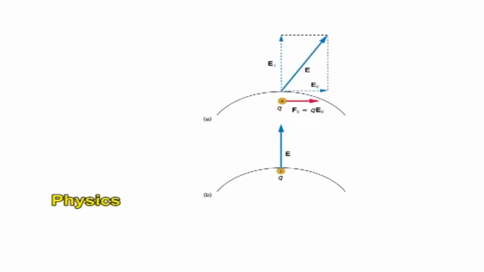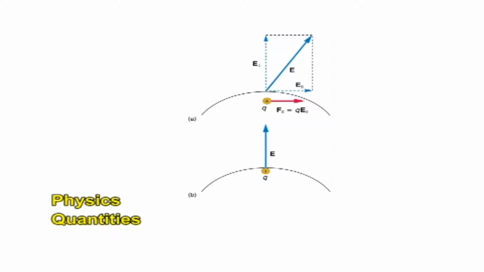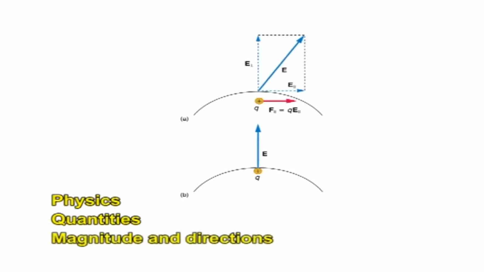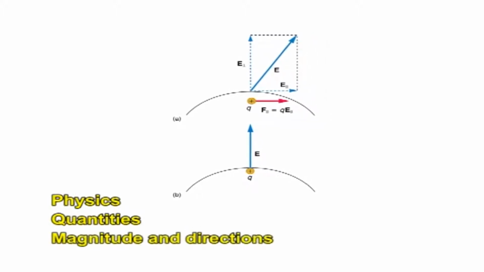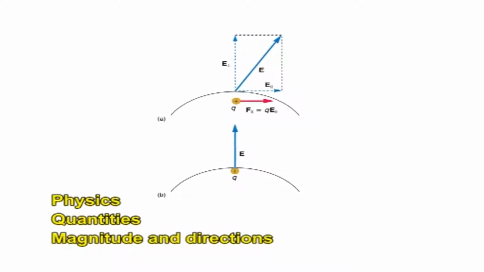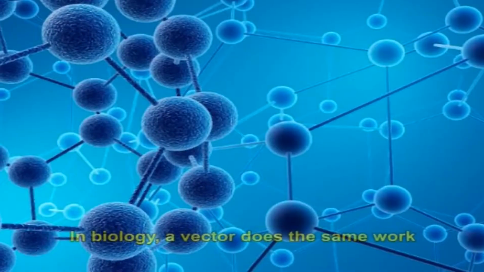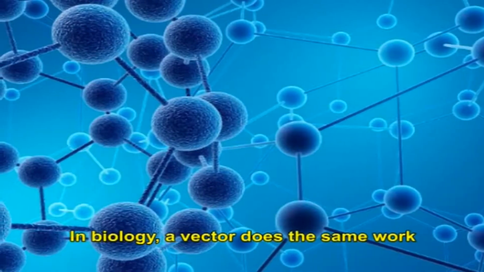In mathematics and physics, vectors are used to represent quantities. Vectors have magnitude and directions. In general, a vector is something which is used to transfer some product or stuff from one place to another. In biology, a vector does the same work.